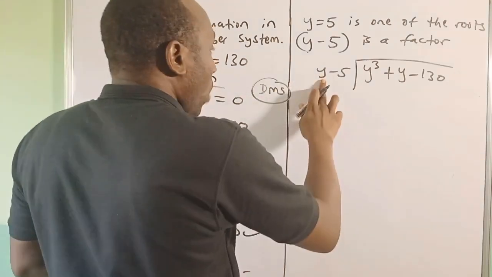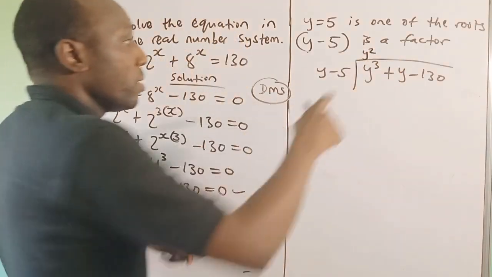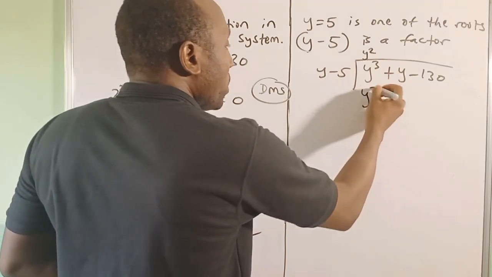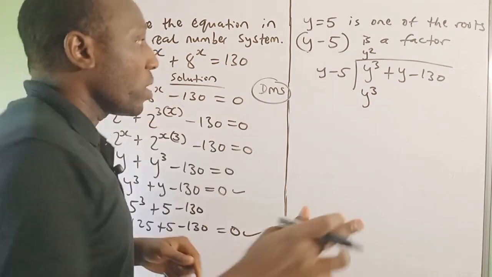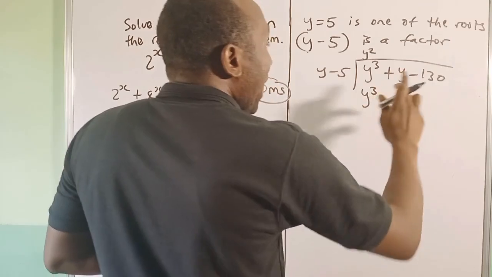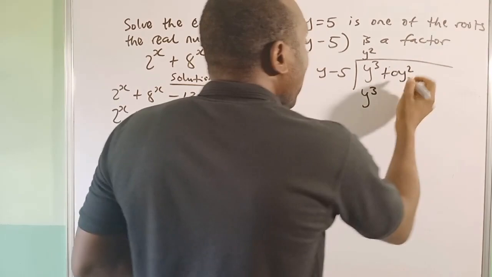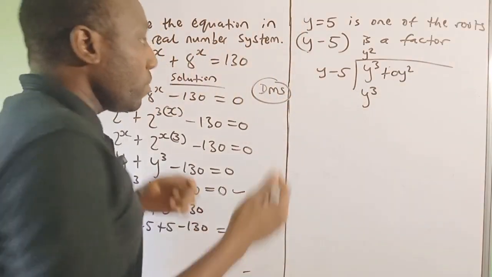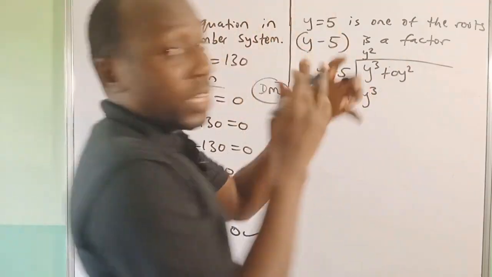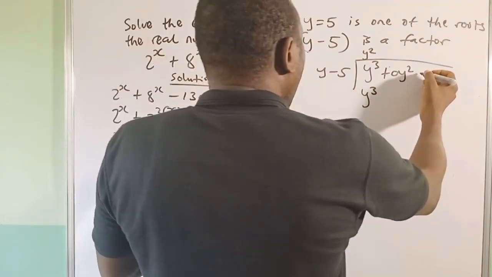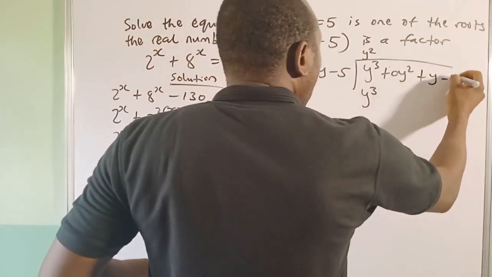So we divide first. Y divides y cubed, you get y squared. And then you multiply. So y squared times y is y cubed. Y squared times minus 5 is minus 5y squared. But we don't have a provision for that here. And I'm going to remove this and put plus 0y squared here. Now plus 0y squared is also 0. So I just decided to create a space here so that we'll not be confused with the different powers that will be under. So I'm just going to write what now? So we have plus y here, then minus 130.